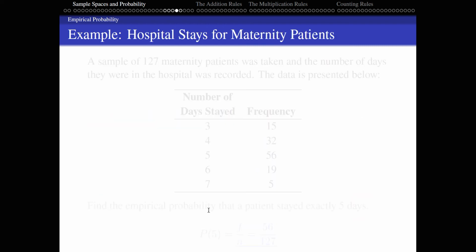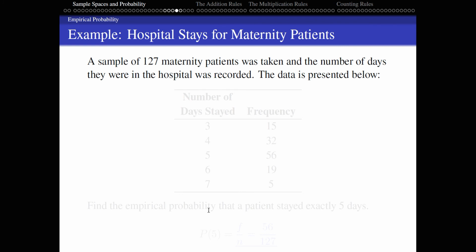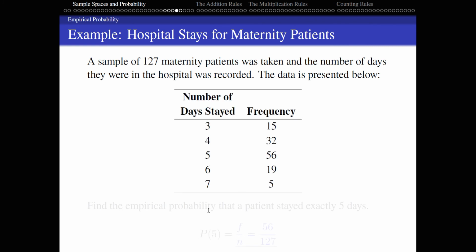All right, let's try another example. So hospital stays for maternity patients. We're going to take a sample of 127 maternity patients, and we're going to look at the number of days that they were in the hospital and how often that happened. So first, pause the video, find the empirical probability that a patient stayed exactly 5 days.